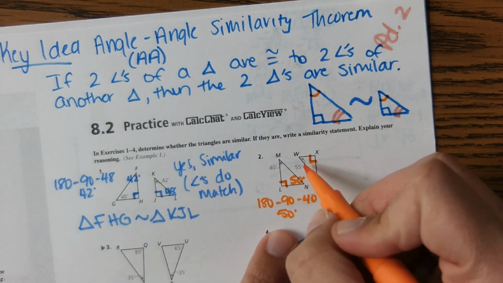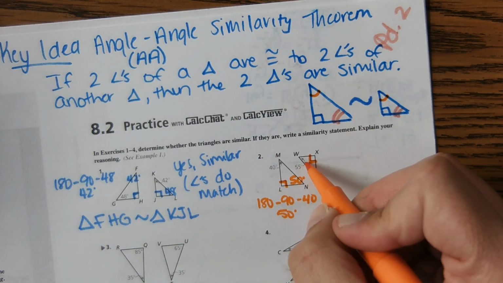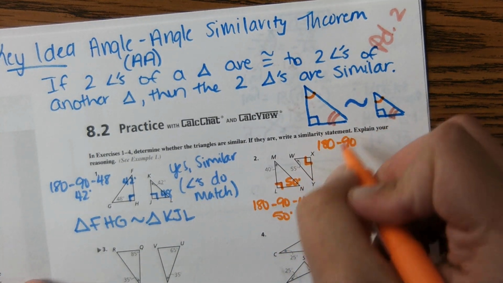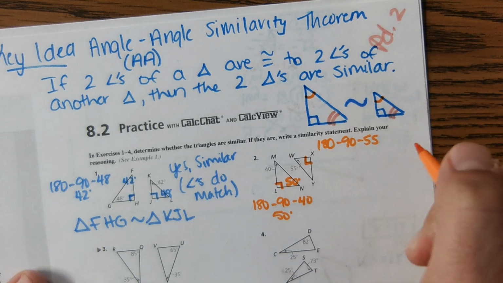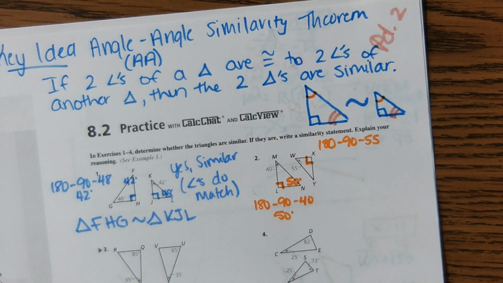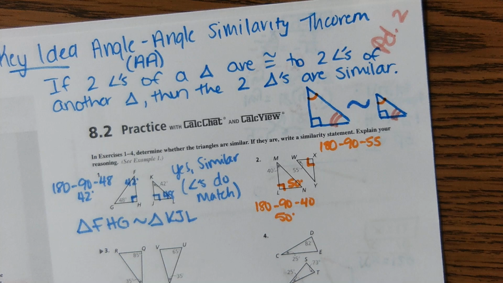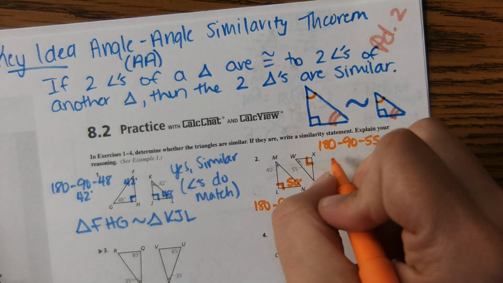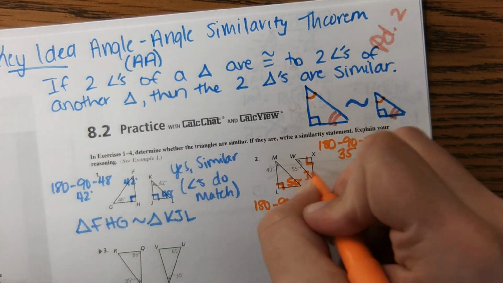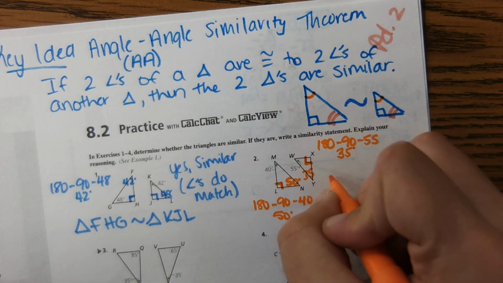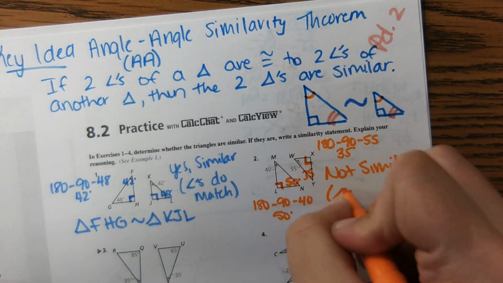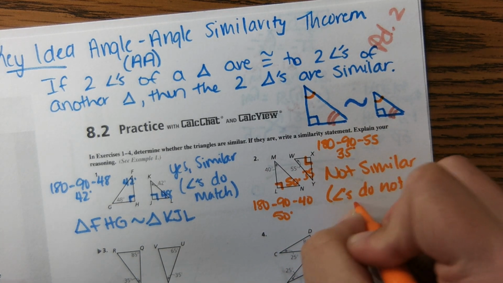So at this point, yeah, nothing matches 55 over here. And if I was to do 180 minus 90 minus 55, it comes out to, I want to say, 35, I believe. Is that right? Anybody that can do quick math in their head? 180 minus 90 minus 55 is 35. So this is 35. So these angles don't match. So not similar. These triangles aren't similar because the angles do not match.